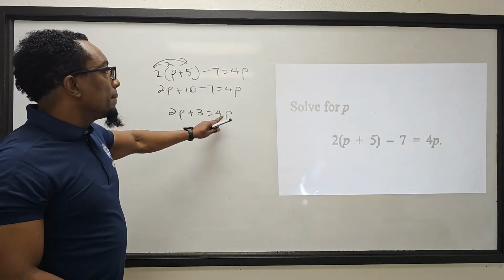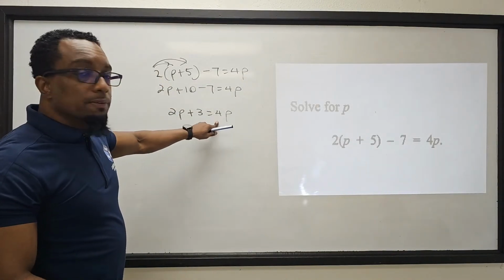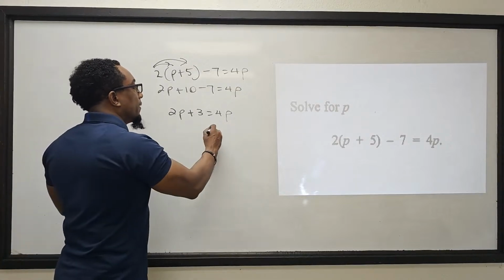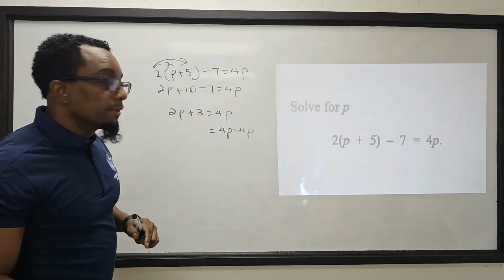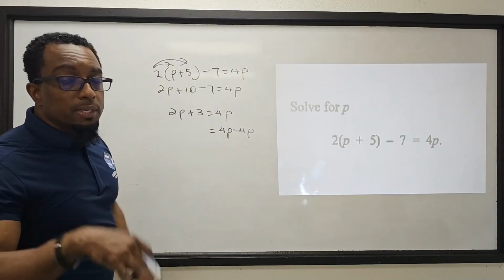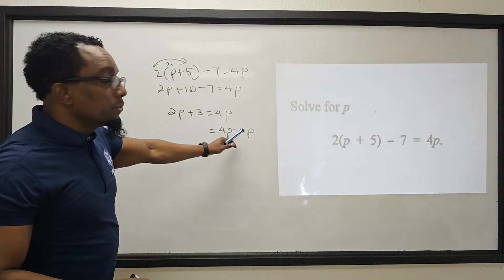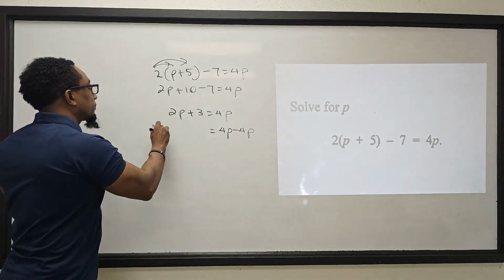And now I want all my P's on the left, so I'm going to remove this 4P from the right hand side by subtracting 4P from itself. It's positive 4P, so I carry the opposite in operation. And what I do to one side, I do to the other.